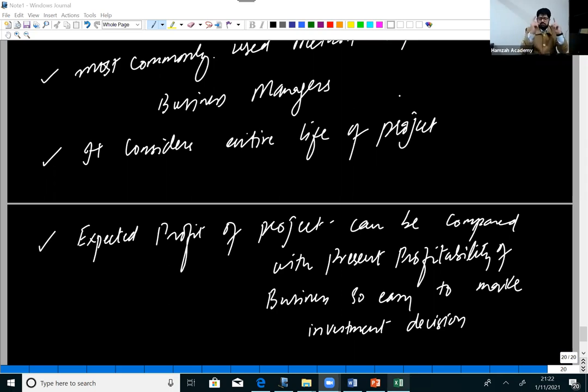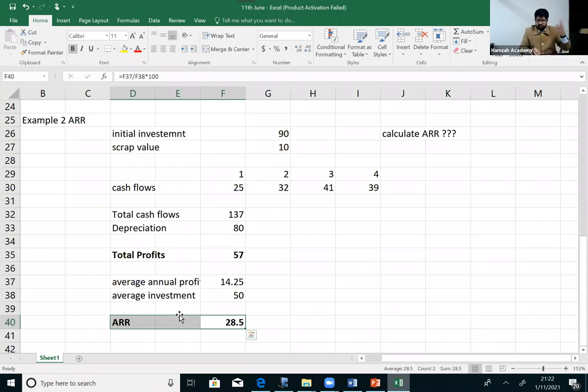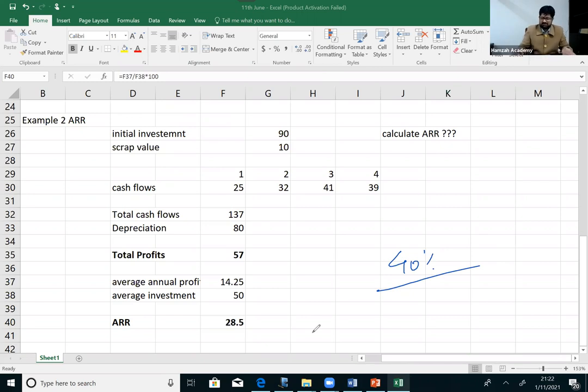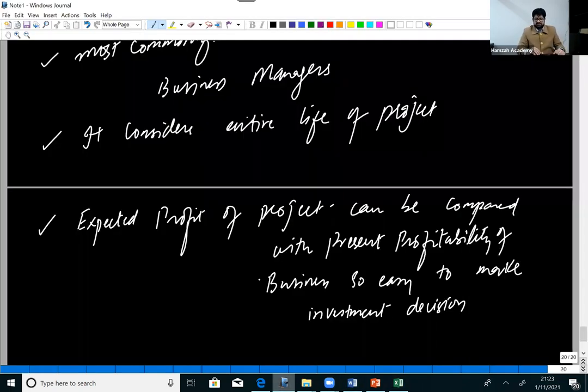The last point needs to be explained. This ARR we are calculating is the expected future profit of the business, because we are appraising an investment to be launched. Expected profit is 28%. If the current profit is 40%, we will not accept it. If the current profit is 15%, it is accepted. So it is easy to make decisions.